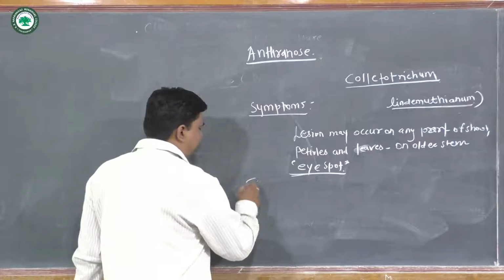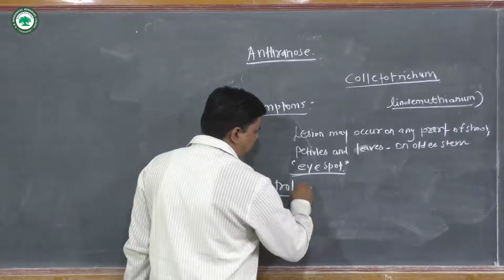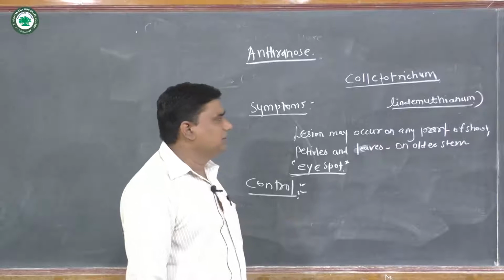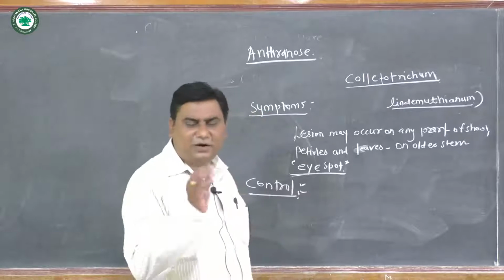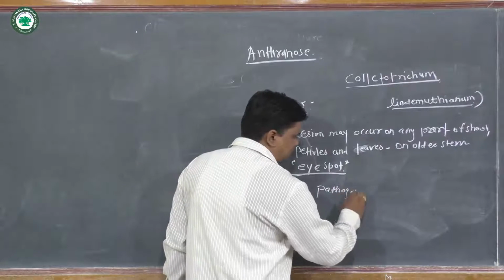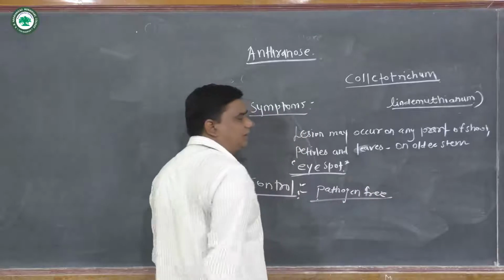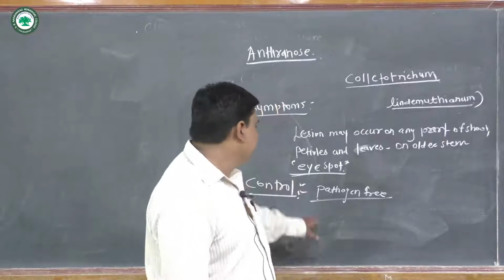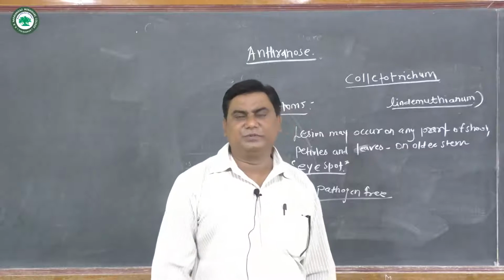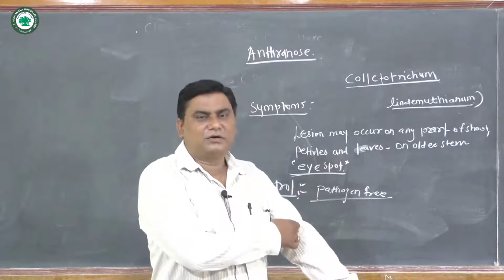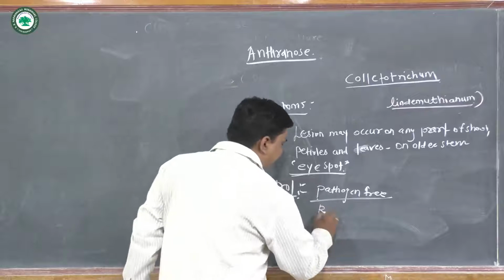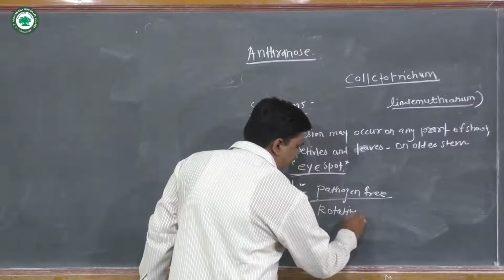Then what are the control measures, or what will be the managing strategies for this disease? First of all, the seed should be pathogen free. When you choose the seed for sowing, it should be pathogen free. Then crop residues should be buried. Whatever crop residue is in the field should be buried. Then another one is rotation of crops.